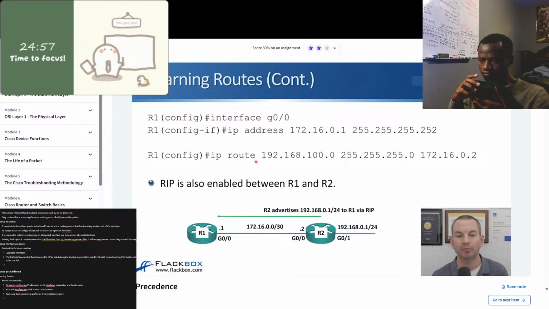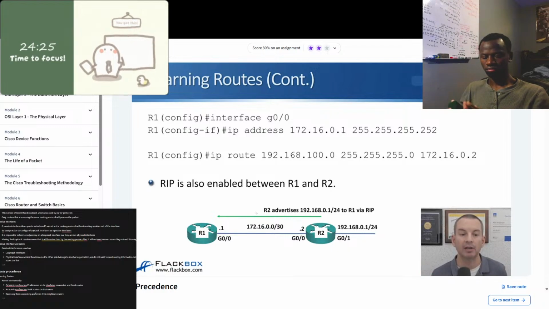I've said IP route to 192.168.100.0/24. The next hop is 172.16.0.2, which is this interface here on R2. And in this example, I'm also running RIP between the two routers, and R2 has advertised its 192.168.0.0/24 network over to R1 using RIP. We'll cover the configuration for our different routing protocols later in the course.